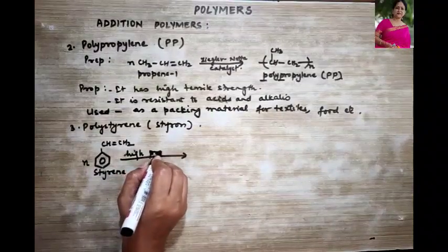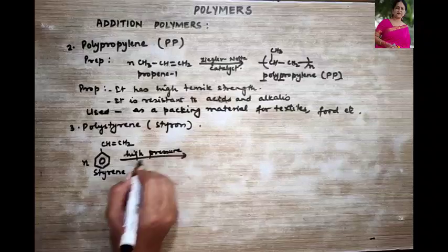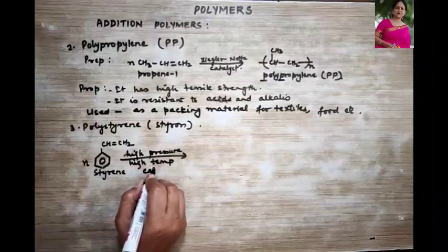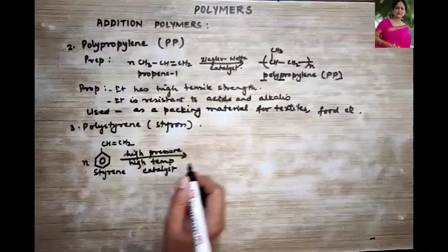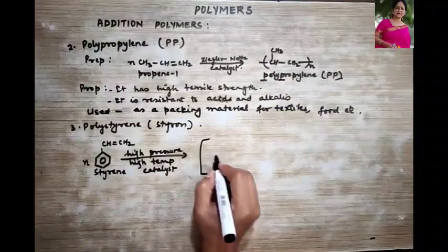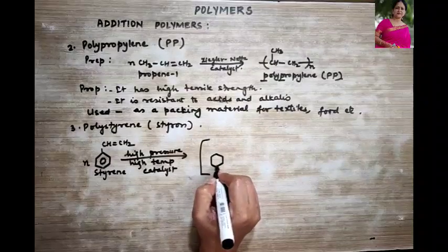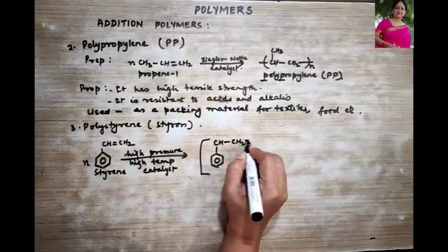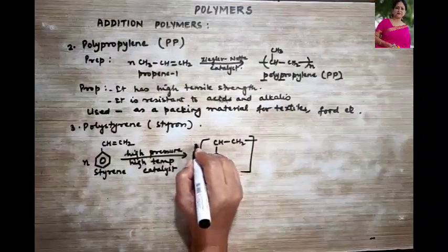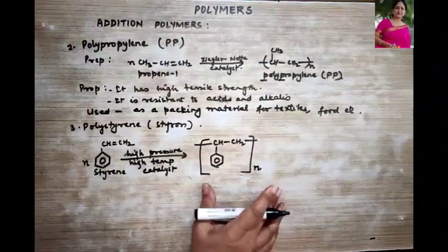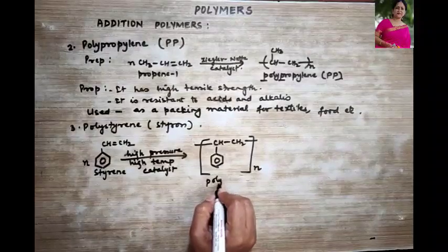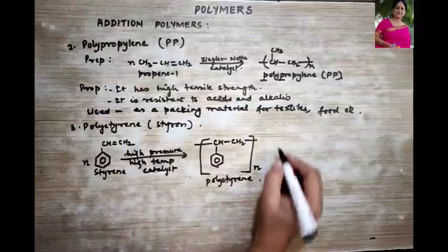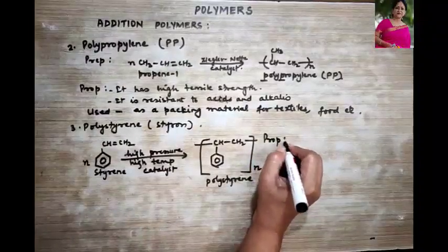High pressure, high temperature under the catalyst, it forms polystyrene. Here, what is this called as? Polystyrene, right? Then let's talk about the properties of it.